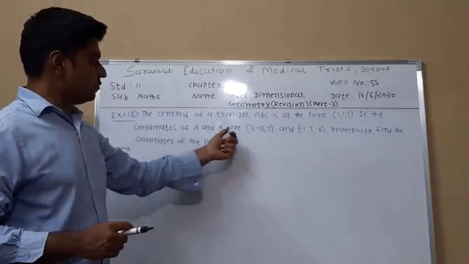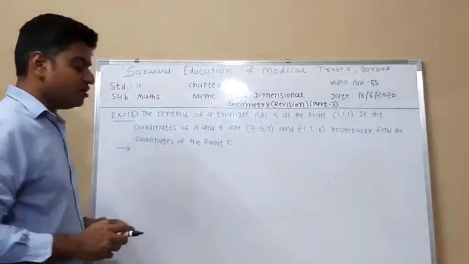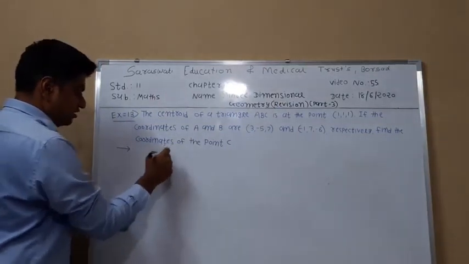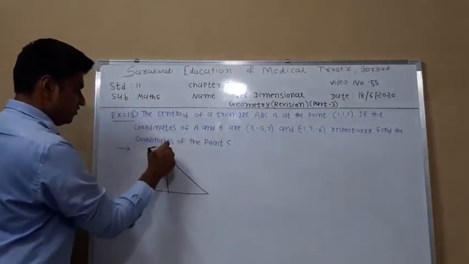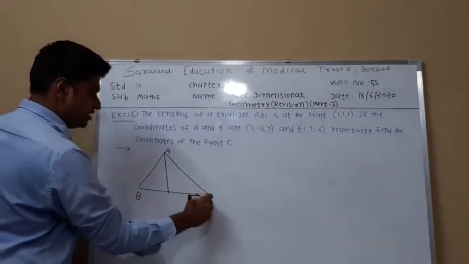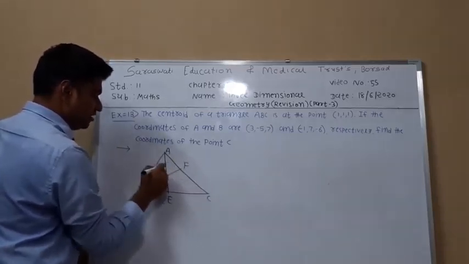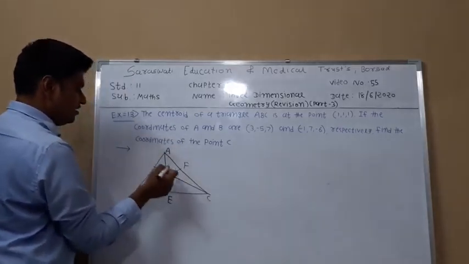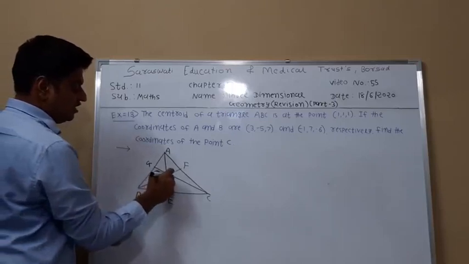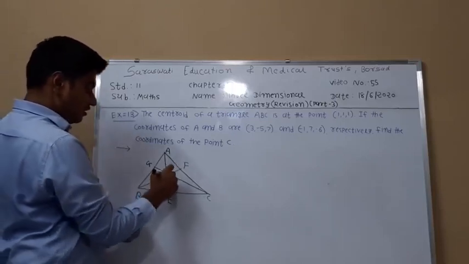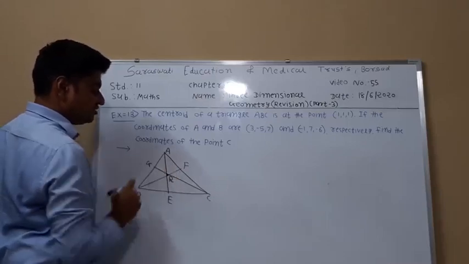The centroid of triangle ABC is the point (1, 1, 1). If the coordinates of A and B are given respectively, find the coordinate of C. First of all, let us understand the meaning of centroid. Here we can consider three points A, B and C. Here we consider E, F and G. So our centroid is, suppose, R.